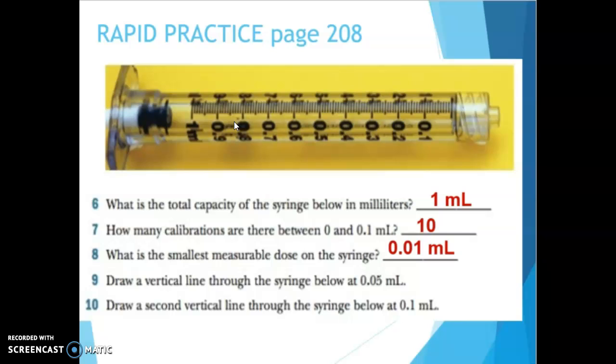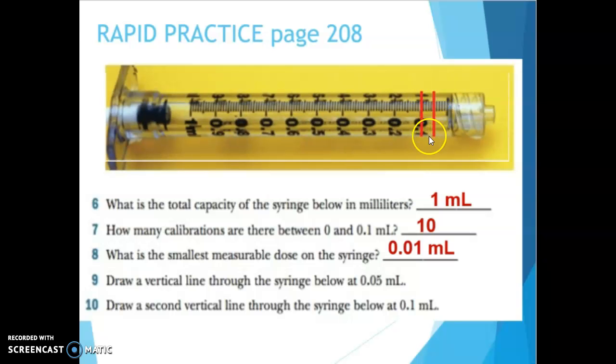So, number 9, draw a vertical line through the syringe at 0.05. 0.05 milliliters. That is not this 0.5. Okay, this is half a milliliter. The one they're asking about is 0.05. So you remember we said this is 0.1. We actually need to be right in here. That one right in there is 0.05. Second vertical line at 0.1 is right in there. That one had a big calibration. That one's easy to find.